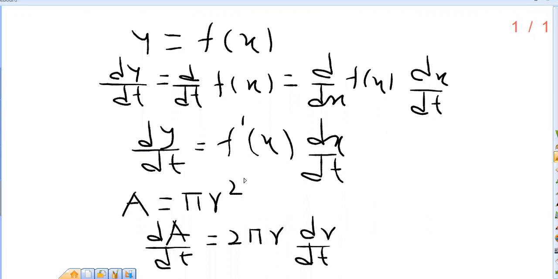Next line, this relation connects the rate of change of x and y with respect to t, and thus the rates dx/dt and dy/dt are related.